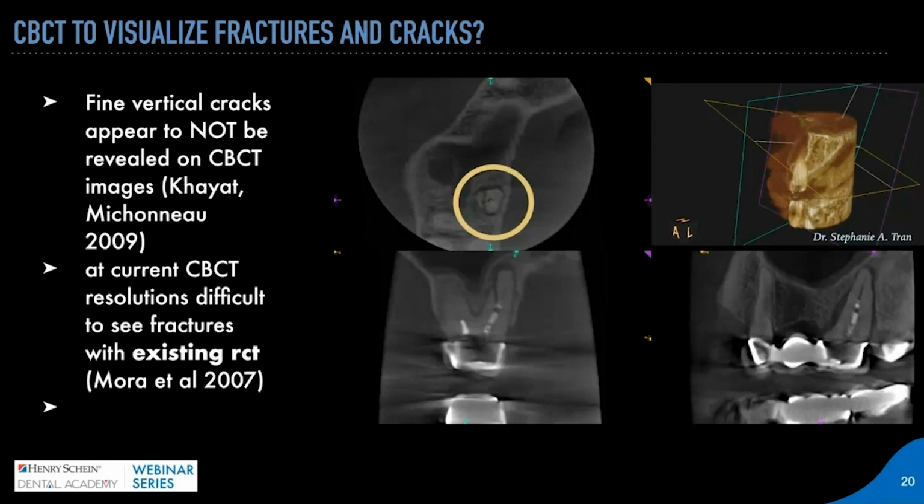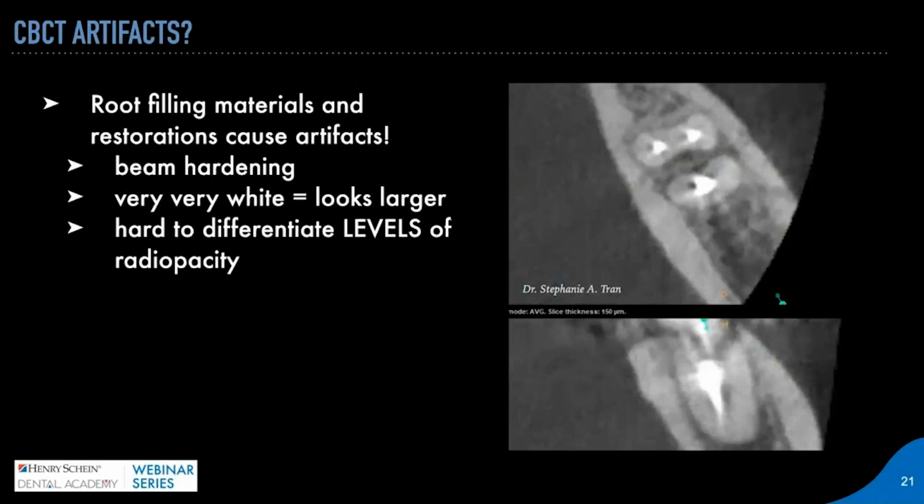Additionally, many of the things about the tooth that may be associated with a crack, so existing restorations, existing root canal treatments, can unfortunately cause artifacts which are called beam hardening. So root filling materials and restorations will cause these beam hardening artifacts that kind of look like these striations. And additionally, all types of filling materials, because they are radiopaque, will show very, very white on a CBCT. And because they are so white, they actually will look larger.